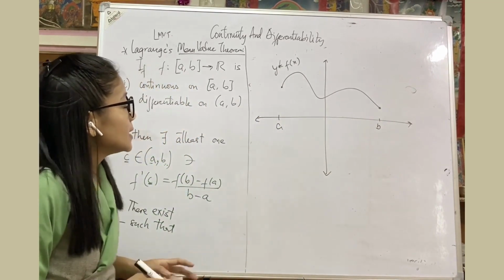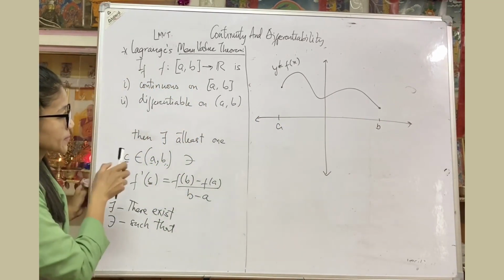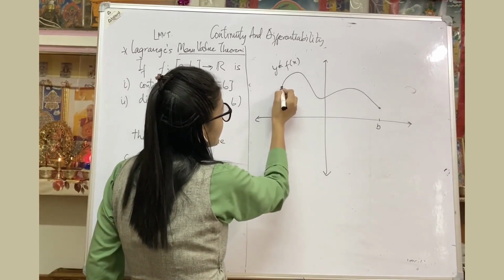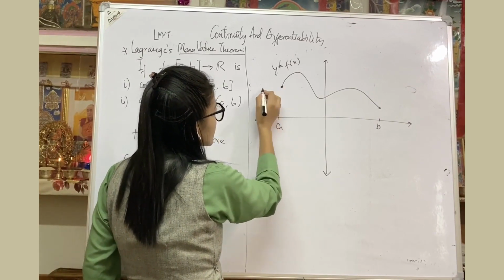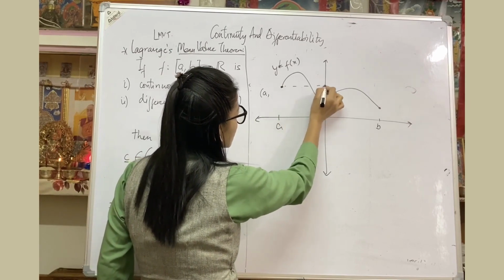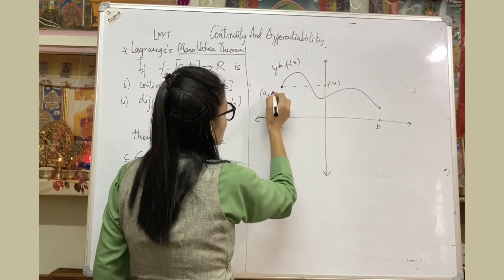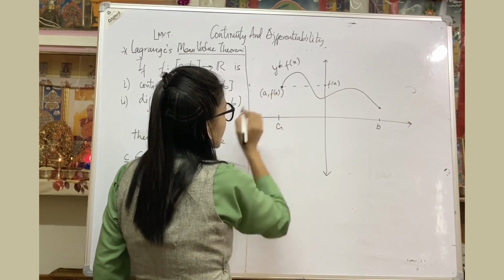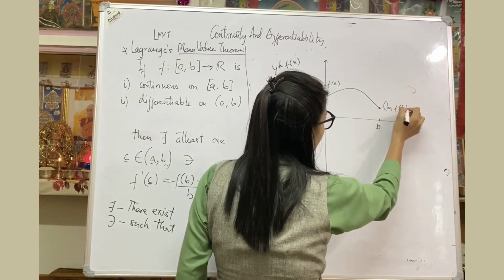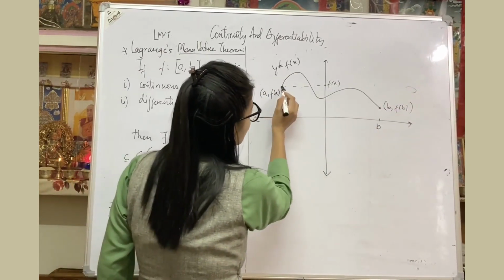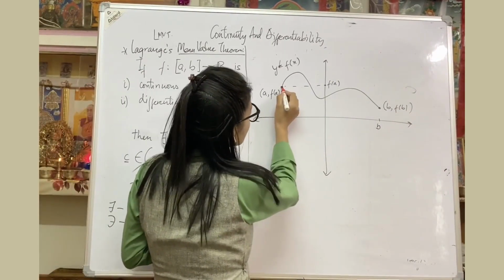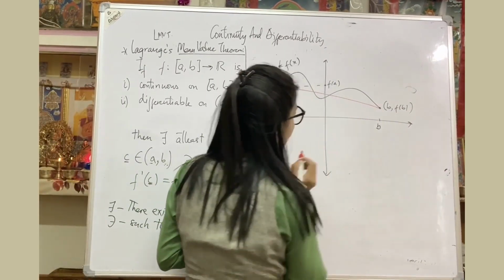Now what will be the coordinate of this point? It is A, and this is f of A, is it? So the coordinate of this will be (A, f of A), and the coordinate of this point will be (B, f of B), is it? Now you join these two points with a line.